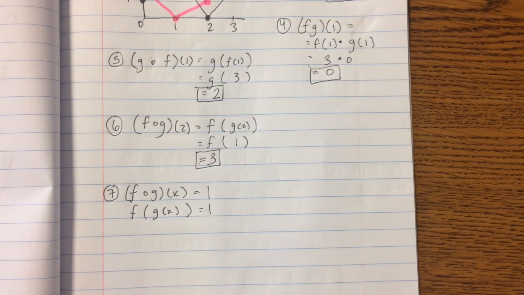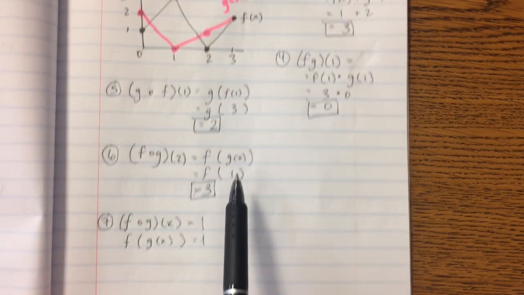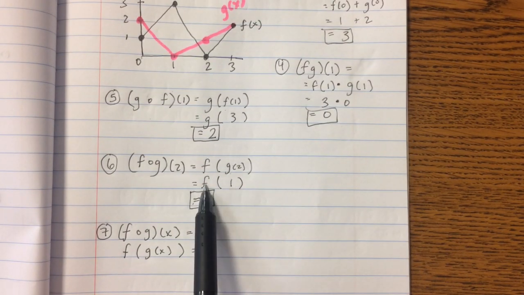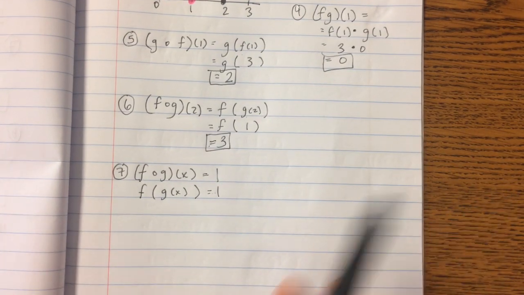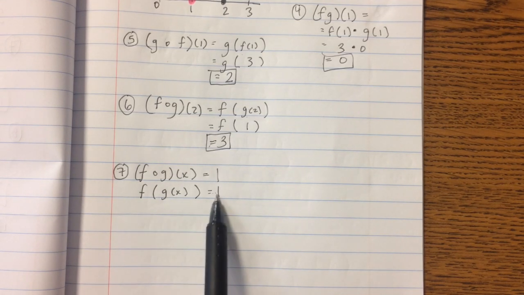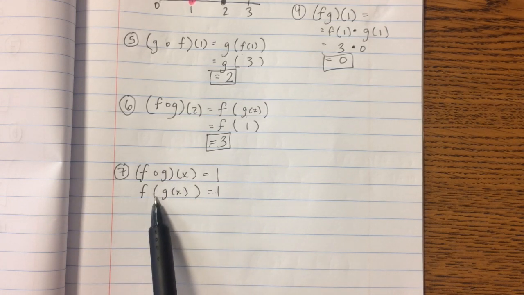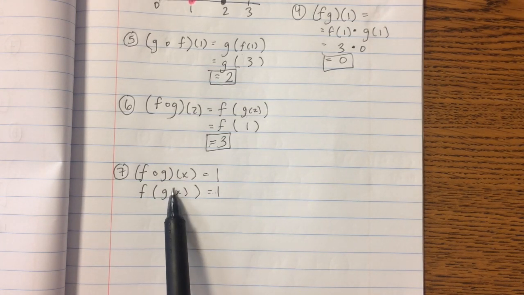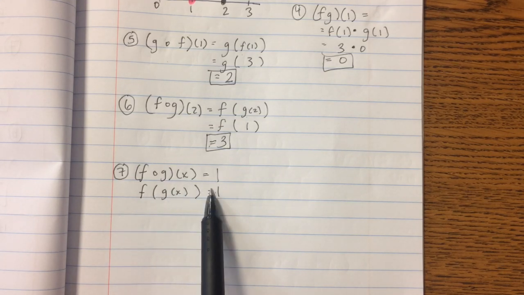So when the total output of the whole composition is given, you're going to work backwards. Instead of going from the inside out like we did on these, evaluate g of 2, plug that in, we're going to work from the outside in here. We're going to undo the operations one at a time. So f of something is 1. So what does the something have to be? In other words, what does the input into f have to be to where the output is 1?